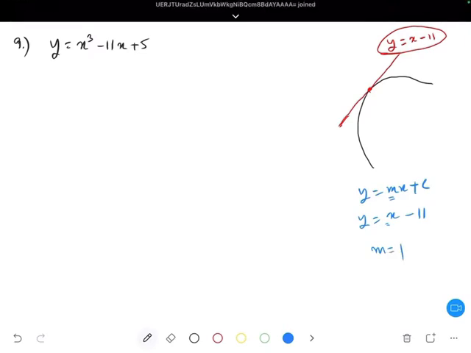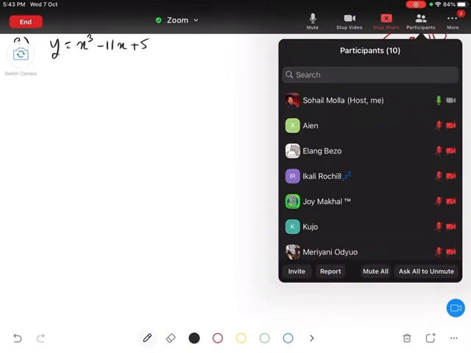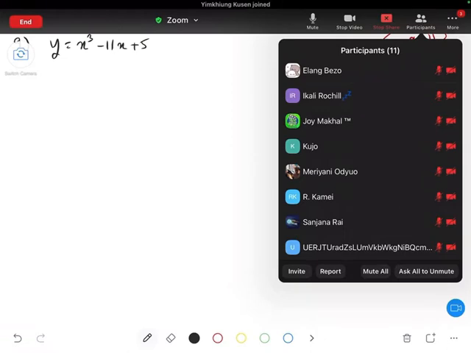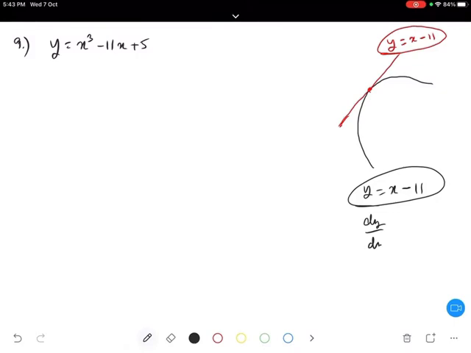Now there is another method to find the slope. Y is equal to x minus 11. Slope is dy dx. Slope of anything is dy dx, not just tangent. If you have to find slope, you just differentiate the equation. If I differentiate this one, dy dx is equal to 1. You see that the slope is equal to 1. This is the easiest way to find the slope of any curve. It can be a line also.